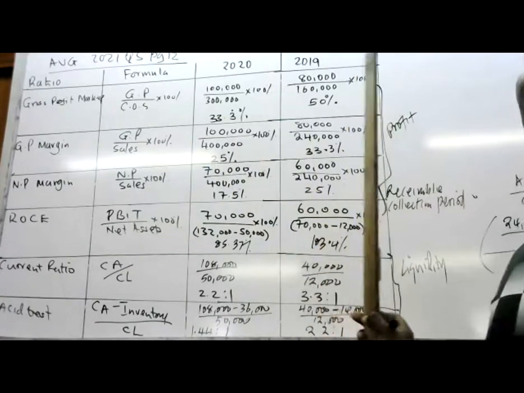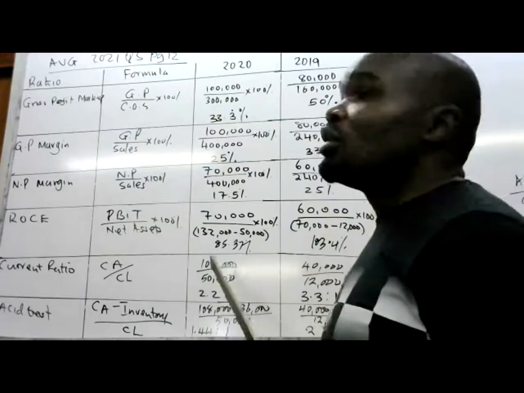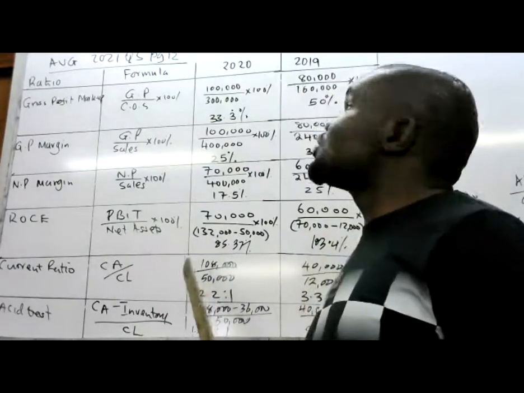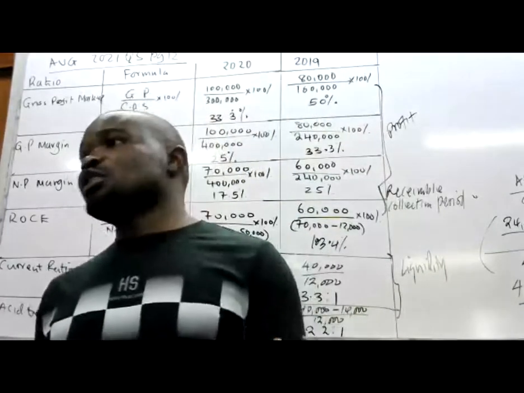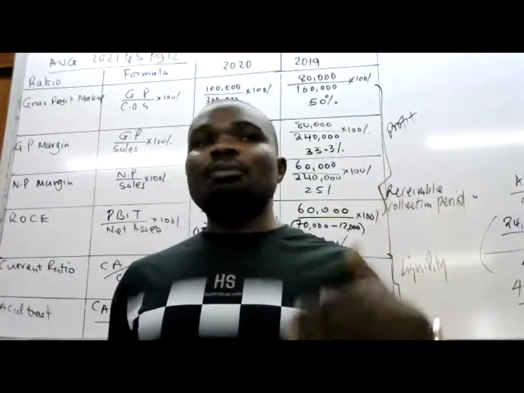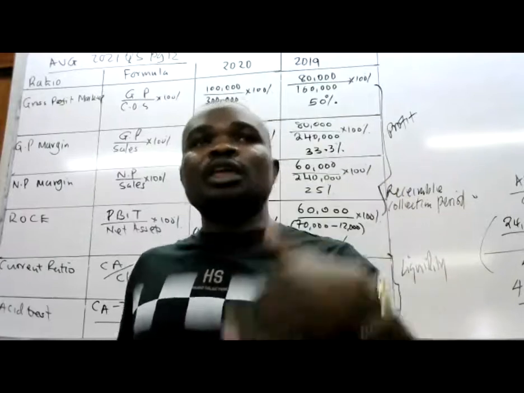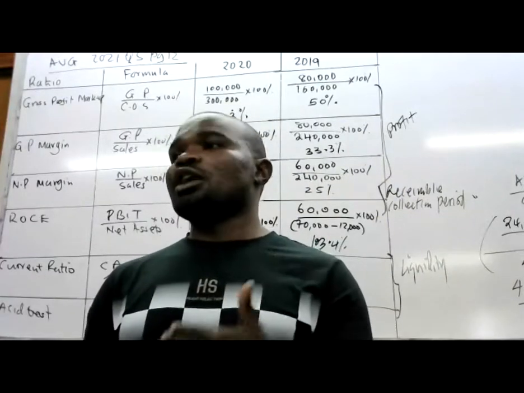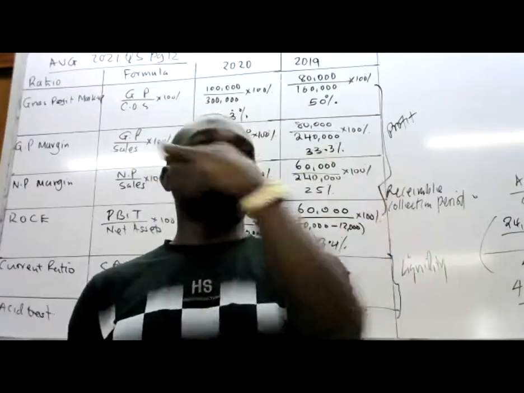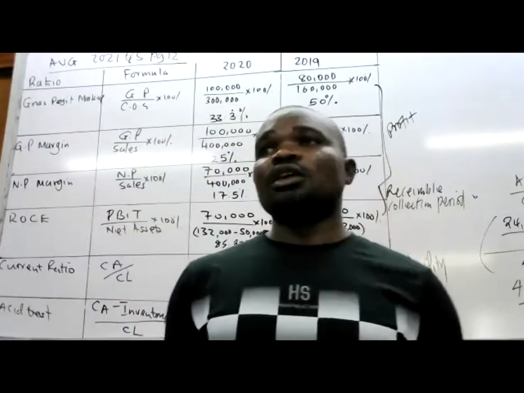So the company was more liquid in 2019 compared to 2020. Or if you don't want to say the company was more liquid, you say the company was capable of paying their short-term obligations using the available resource assets in 2019 compared to 2020.